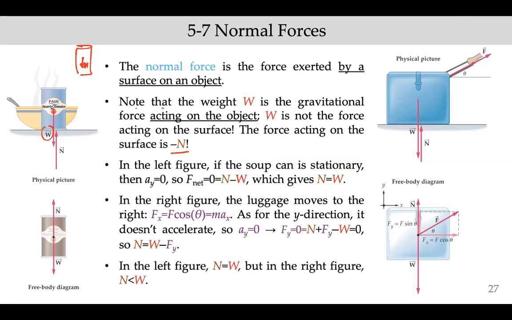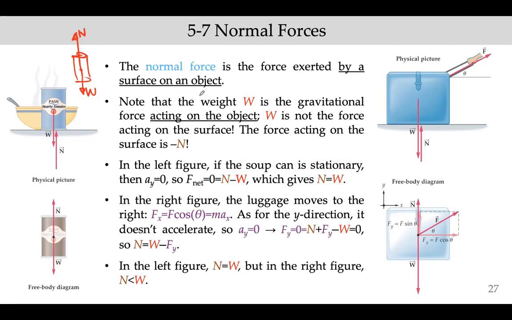So just because it's shown like this, it doesn't mean the weight is the force on the surface. No, the weight is the force due to the earth on the object. Now you may ask, what are the forces on the soup can? Well, there is the weight, and in this case it's on the table. There is going to be some normal force in this direction.